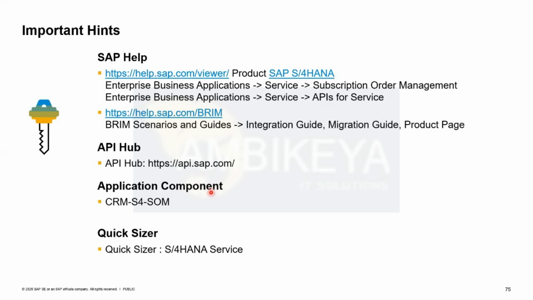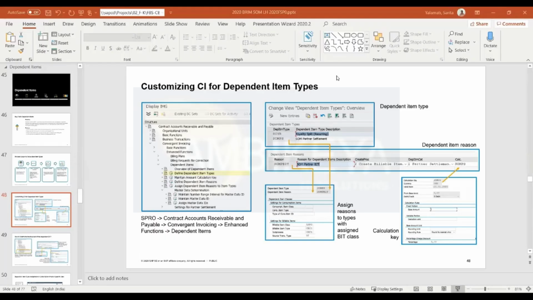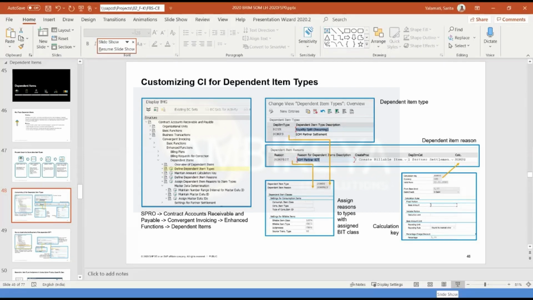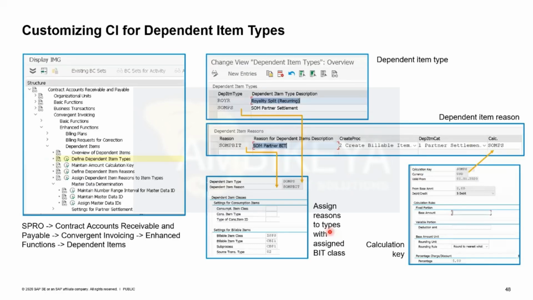So these are the important links with respect to the features. Now I'm done with the presentation. I would like to show you dependent item type customizing. This is a customizing related to dependent item types, which I thought of sharing. In dependent item type customizing, all this customizing is on the CI side. I just thought of discussing it in a little more detail here.